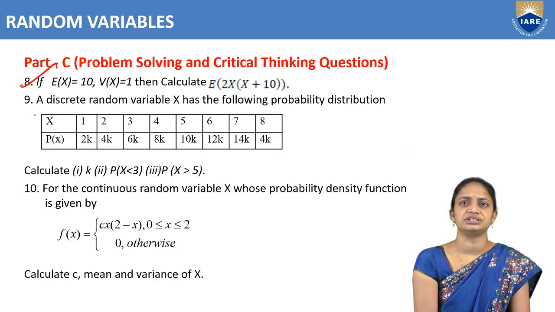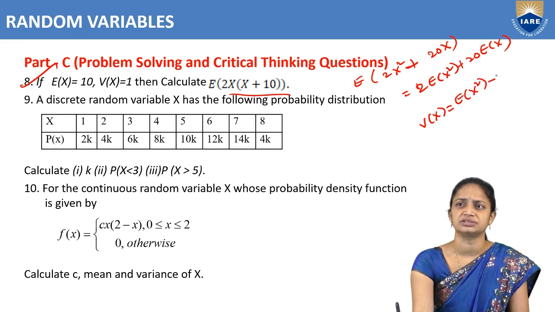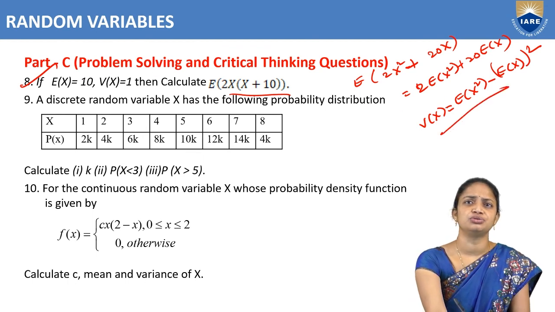And the eighth question is: if expectation of x equal to 10 and variance of x equal to 1, then calculate this one. This is nothing but 2x square plus 20x, so that is 2 into expectation of x square plus 20 into expectation of x. What is the variance formula? We know that variance is expectation of x square minus expectation of x whole square. So by using this formula and these two values, we can find this one.